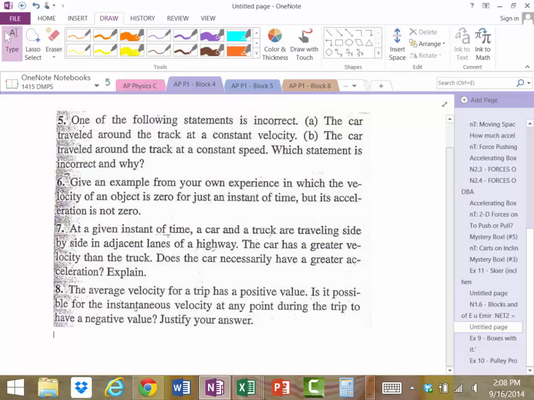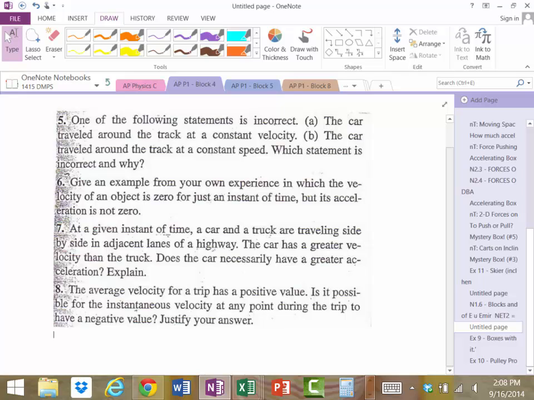You ready? Yep. All right. We're going to start with the back corner group. One of the following statements is incorrect. Which one is it and why? A, why? Velocity has... Does that make sense? Yes. You all agree? Awesome. Let's move up to this corner.